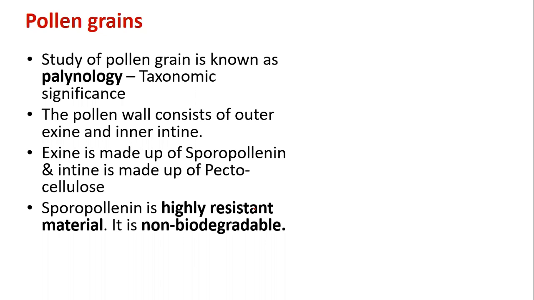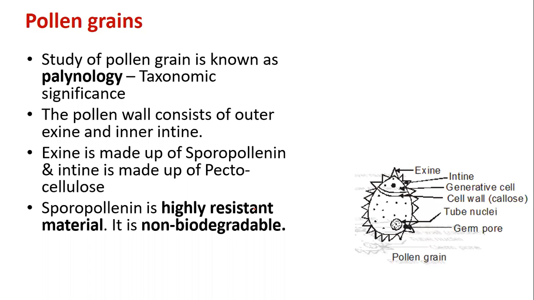The tapetum helps in its formation. We have already discussed that, right? Now you see, the sporopollenin is highly resistant. They are the most resistant, right? And since they are resistant, it is also non-biodegradable. So you can see in the diagram the outer exine, inner intine. They have a generative cell as well as the vegetative cell, right? And in between them, there is a cell wall, and that cell wall is actually made up of callose.